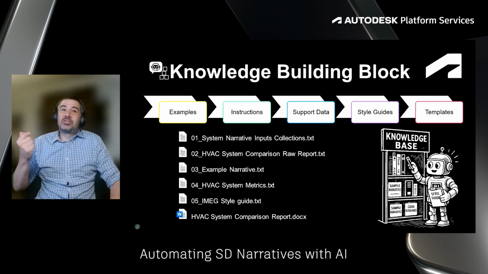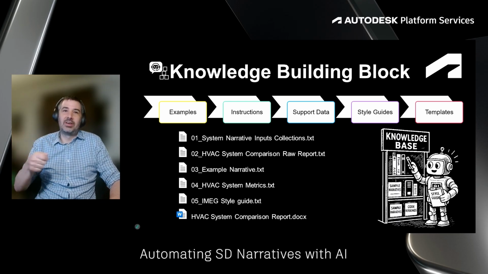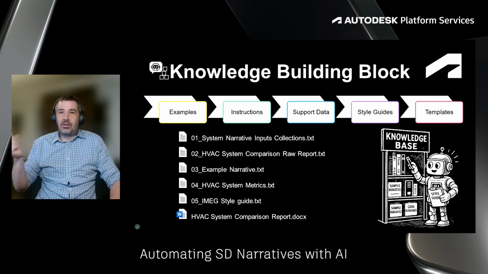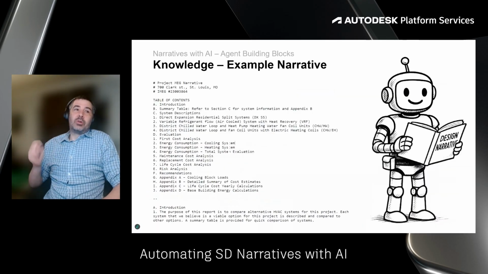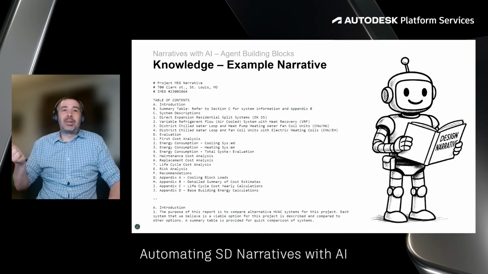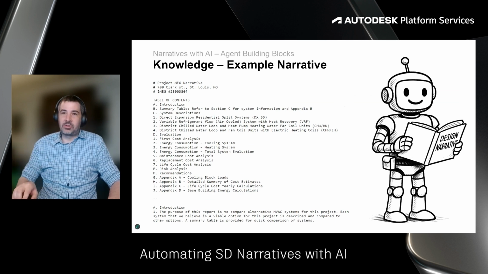So we're here. I'm going to run through some of the building blocks of the knowledge base. We have examples, so pre-written narratives. We have instructions, step-by-step, kind of sub-instructions, support data, style guides, and then our template. For the examples, we took a narrative that's already been written and converted it into the Markdown format, because the large language model can follow it. We have a few different examples that the model can reference and read to get the tone, style, and layout.